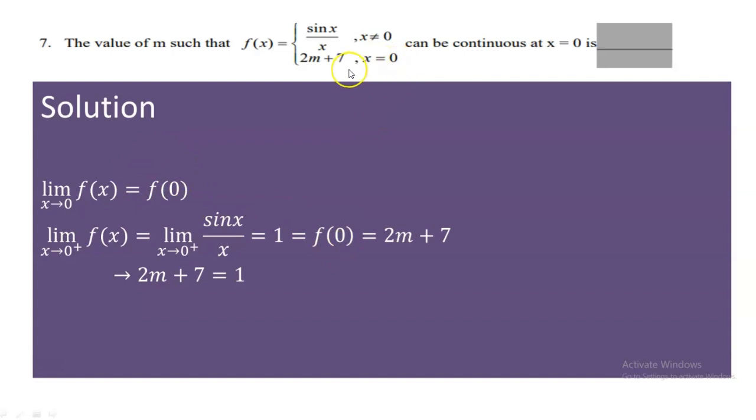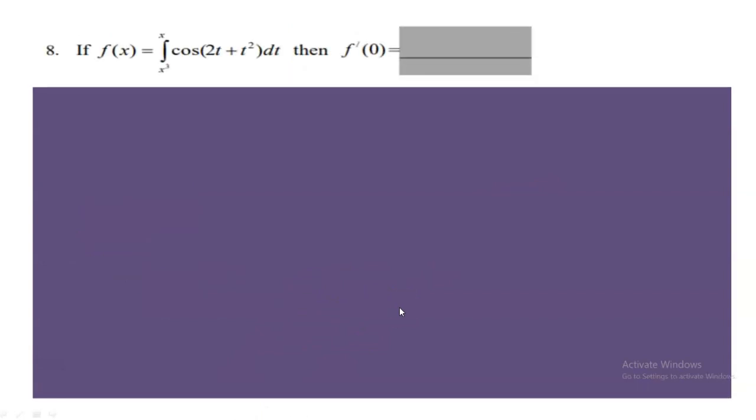But we knew that f at 0 is 2m plus 7. So necessarily, in order to know what m is, you have to take this equation, that is 2m plus 7 equals 1. So moving 7 to the right, it will be 2m equals minus 6. And from this, m is going to be minus 3. So the value of m is going to be negative 3. So you need to put negative 3 in place of your blank space. So having this into account, what comes next is question number 8.